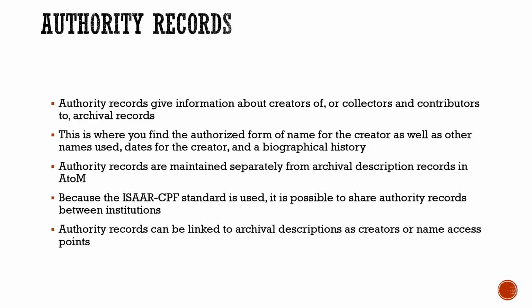Authority records give information about the creators of, or collectors of, and contributors to archival records. This is where you find the authorized form of name for the creator, as well as other names used, dates for the creator, and a biographical history. Authority records are maintained separately from archival description records in AtoM. Because the ISAAR-CPF standard is used, it is possible to share authority records between institutions. Authority records can be linked to archival descriptions as creators or name access points.